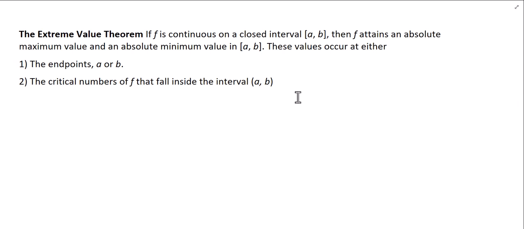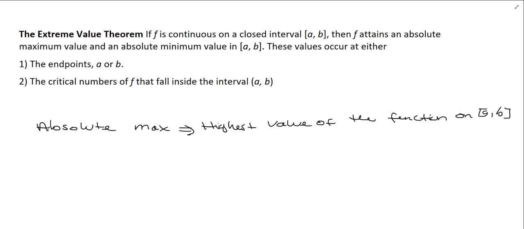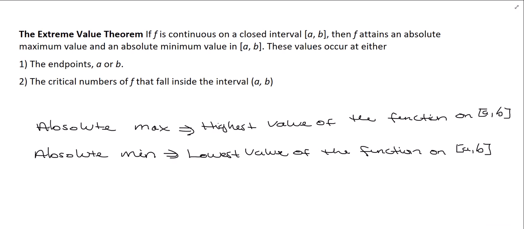The absolute maximum value is essentially the highest point on the graph, and the absolute minimum value is the lowest point on the graph. So another way to say that is the absolute max is the highest value of the function on the closed interval a, b, and same for the absolute minimum. It will be the lowest value of the function on the closed interval a, b. Let's take a look at a graph real quick.